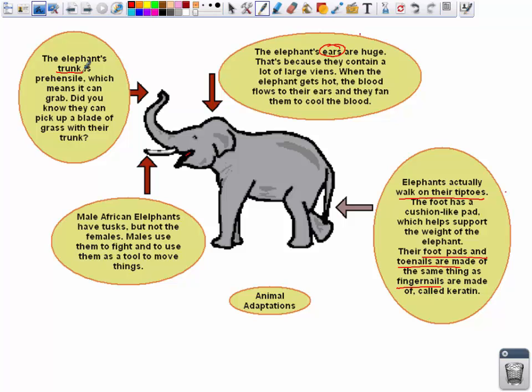The trunk is an obvious adaptation to be able to obtain food. And here's a quick fun fact: it can pick up a blade of grass with its trunk. And then the male's survival adaptation is the tusk. It uses them to fight and also as a tool, but that's a survival adaptation. So there's an example of the elephant and its adaptations.